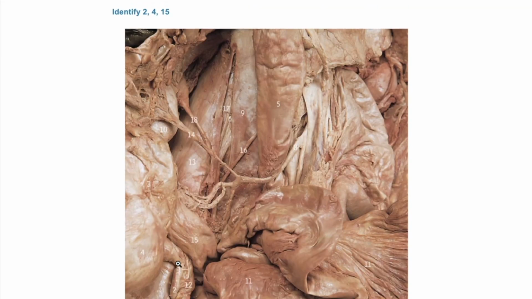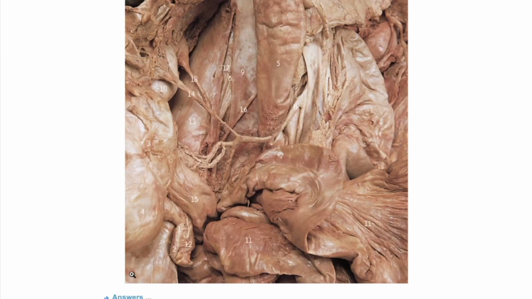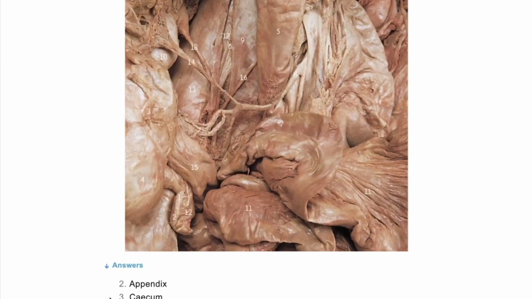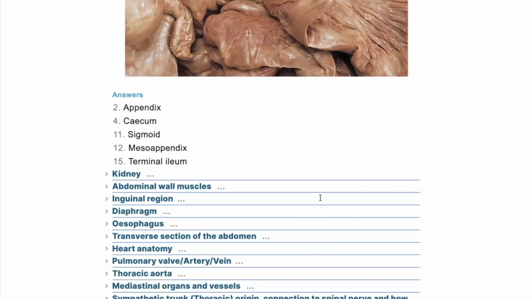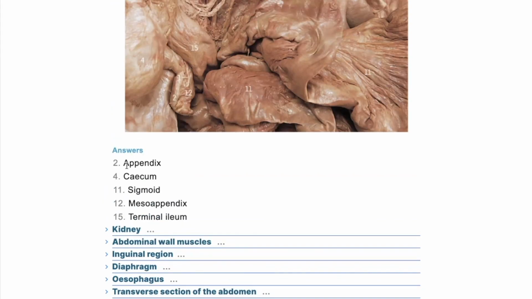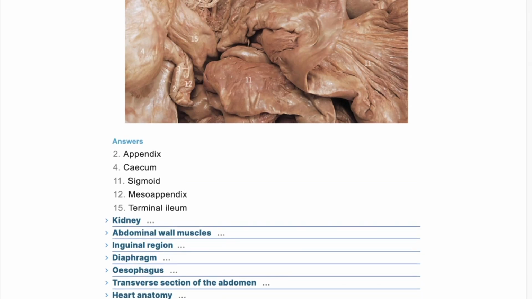And what is number 4? It's the cecum. What is 15? Ileum. Okay. Yeah. So again, the numbers just change when I do that, but 4 is the cecum and 15 is the terminal ileum, right?